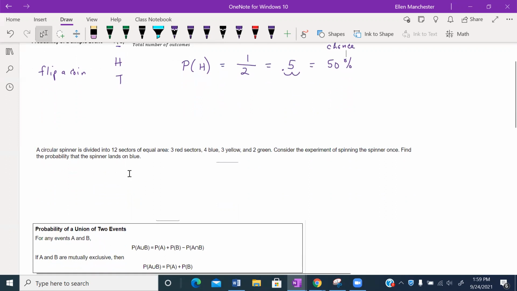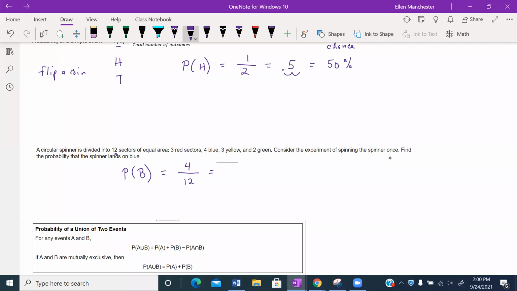Another example that you're going to see in my math lab is you have a circular spinner. It's divided into 12 equal sections. We have 3 red, 4 blue, 3 yellow, and 2 green. Consider the experiment of spinning the spinner once. Okay, so I'm just spinning it once, and we're looking for the probability of the spinner landing on blue. Okay. So the bottom number is the total number of outcomes. The top number is the number of desired outcomes. So I want blue, right?